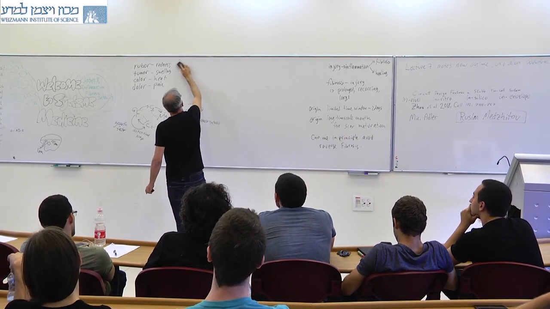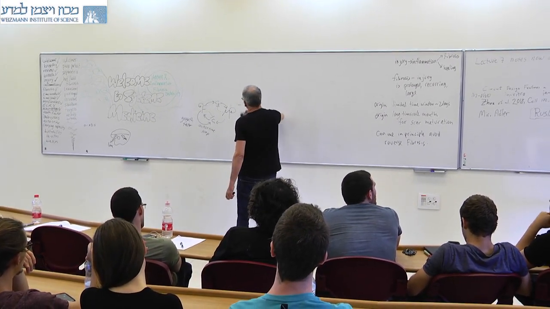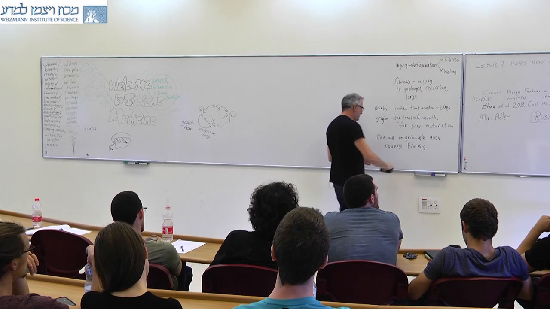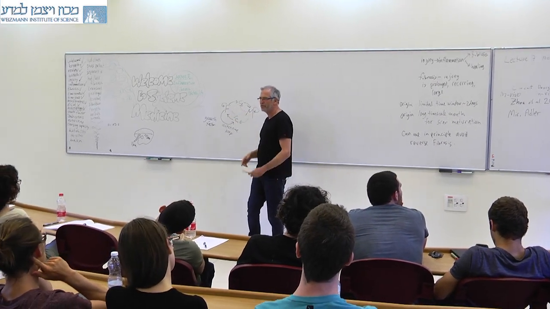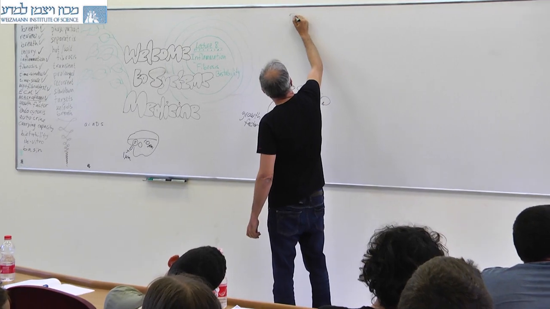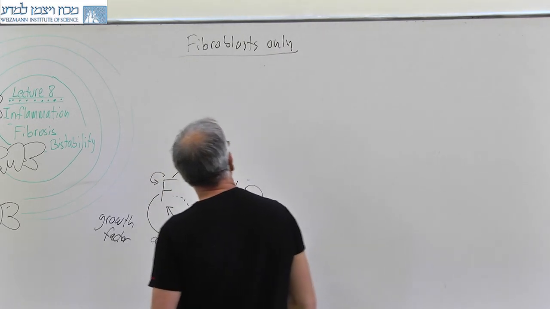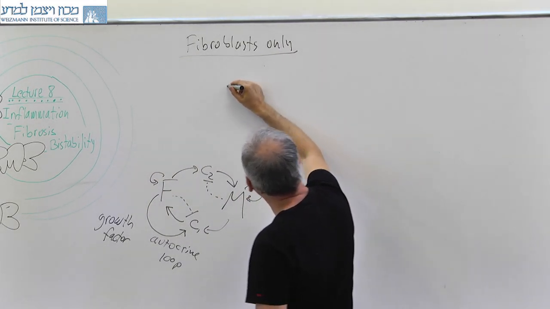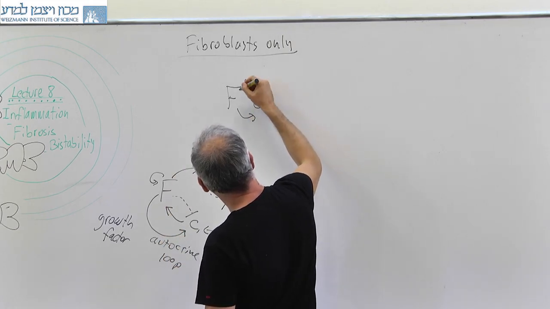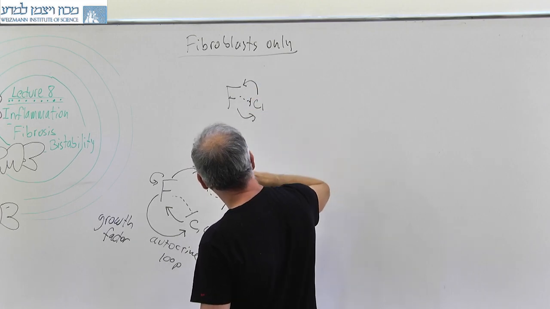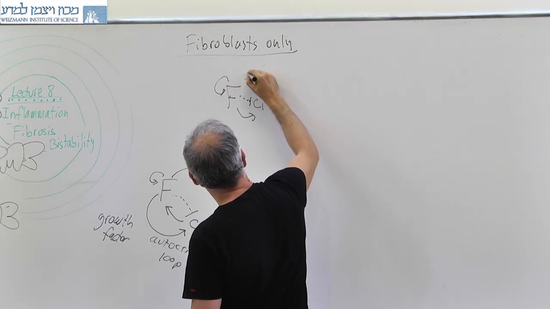Now we're going to do some lovely little mathematical analysis. In order to explain the concepts, I'm going to start just by pretending there's only fibroblasts, and then we add the macrophages. So, fibroblasts only. We have a circuit where fibroblasts secrete this C1 and they make them grow. And they also eat it up. So they're proliferating, and the C1 is going to help them proliferate.